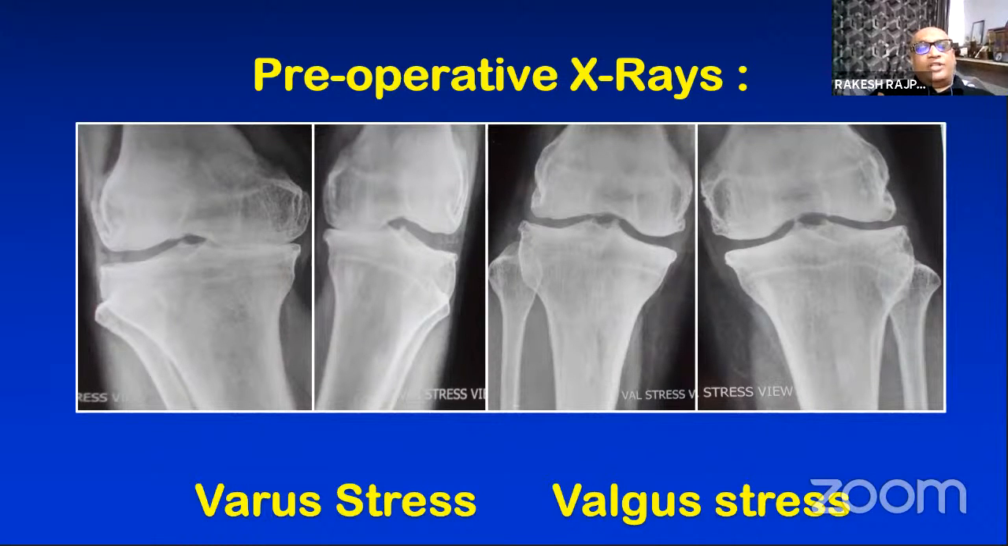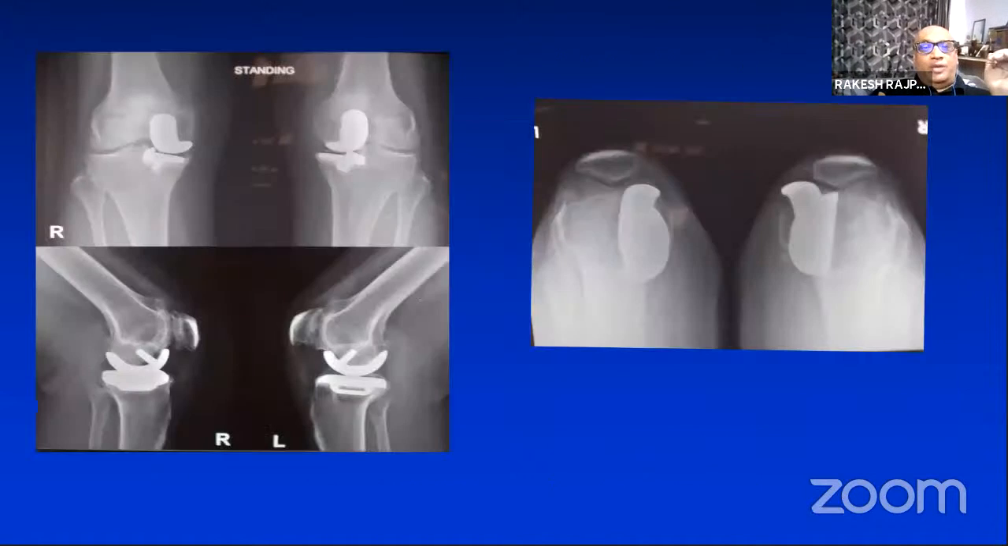However, he listened to all that. He is not a very active guy, but does do a lot of walking. He agreed to go for a unicompartmental knee replacement, and that is what we did for him. At that time, he asked me, when do I need a revision for this? And I said, about 10 years later, you will probably need it.